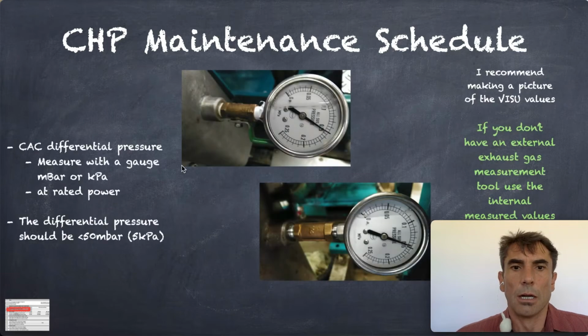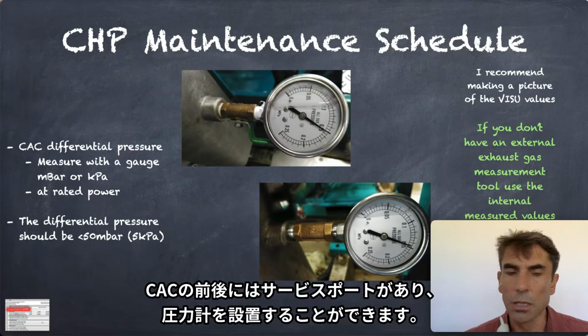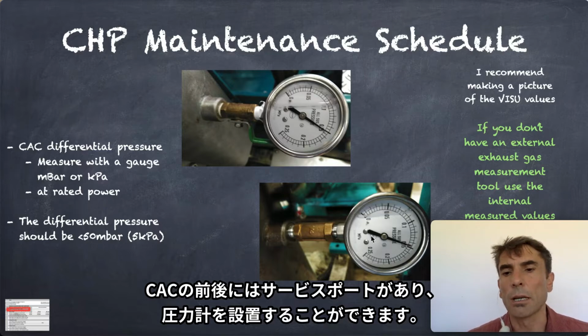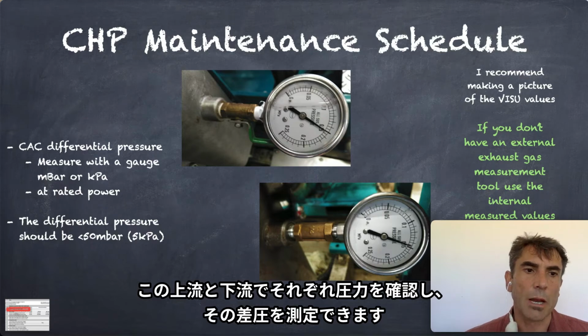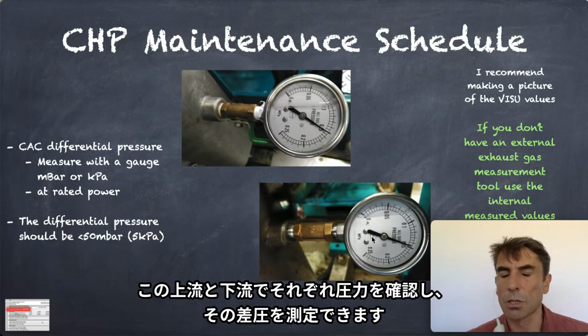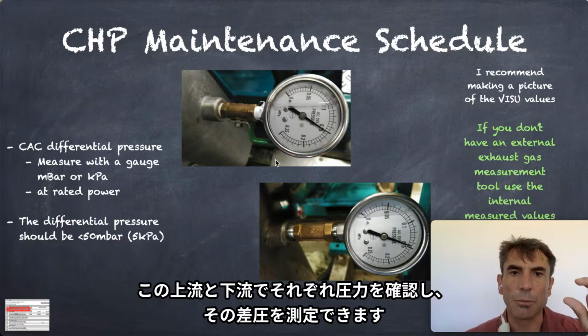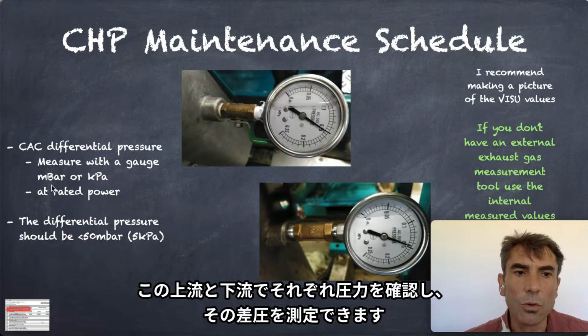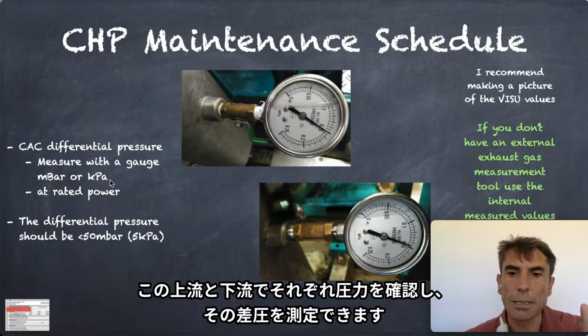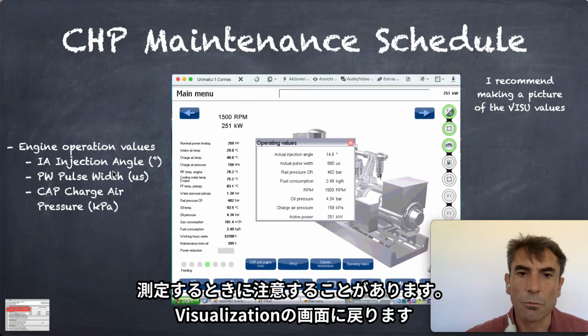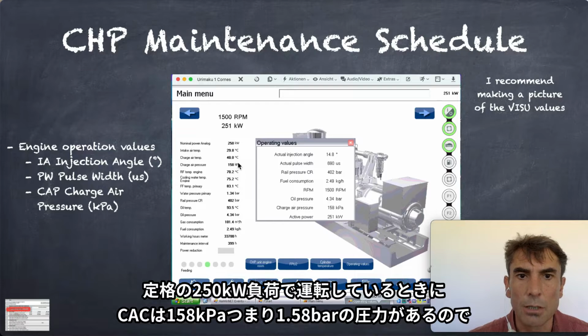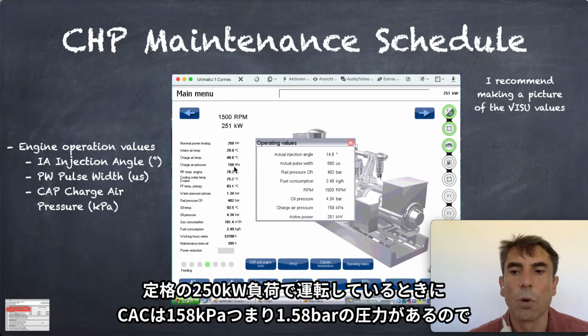The other thing is the charge air cooler, where we have different options. On the inlet and outlet we have the option to put pressure gauges there. As well, you can get measurement tools that measure the differential pressure between inlet and outlet. Usually we use millibar or kilopascal to measure the differential pressure, but we still have to keep in mind that we are operating here, for example, at 250 kilowatt at 158 kilopascal. So 158 kilopascal is 1.58 bar.